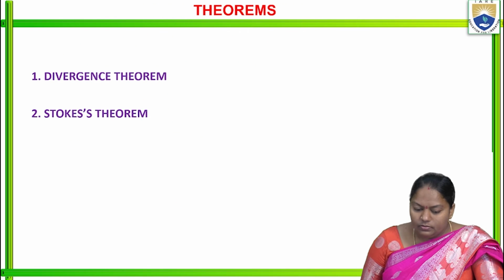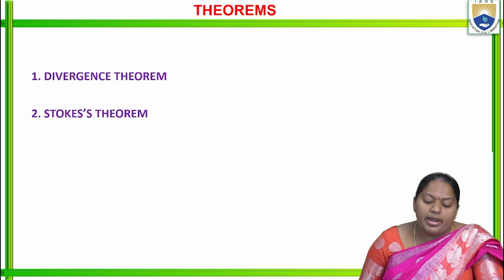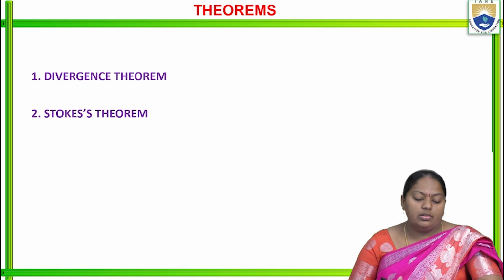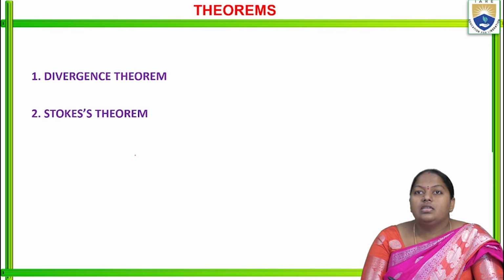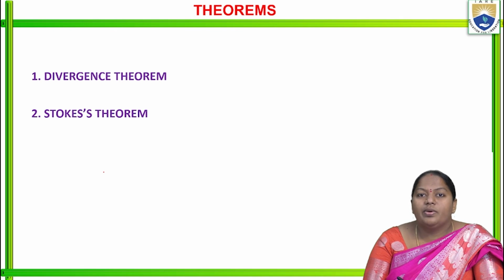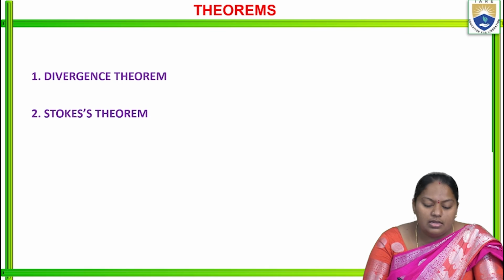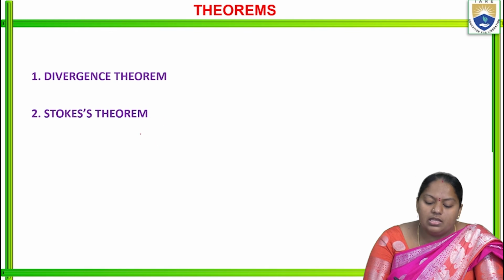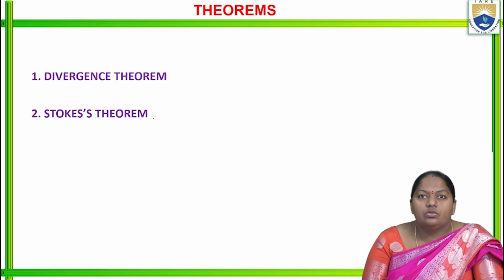Now, the second one is the divergence theorem. Why are we going to study this divergence theorem and another theorem called Stokes theorem? In order to understand the topics involved in electromagnetic waves and transmission lines, the divergence theorem and Stokes theorem are also required.